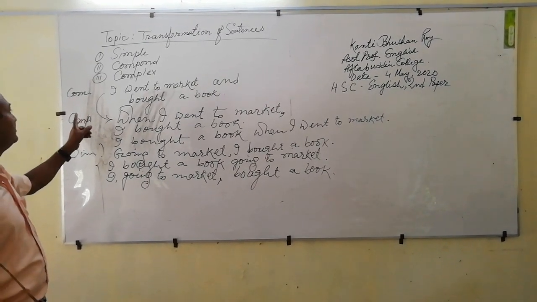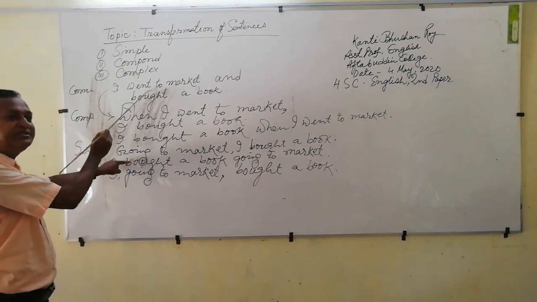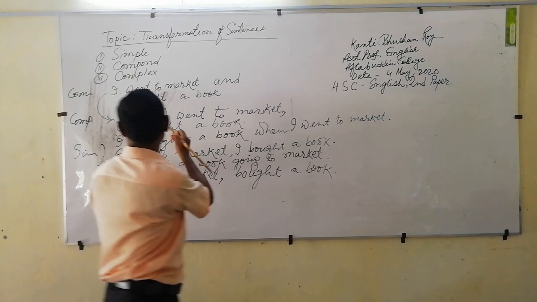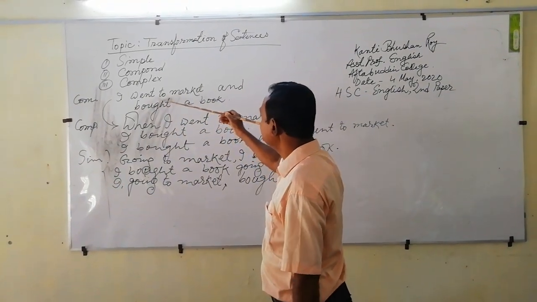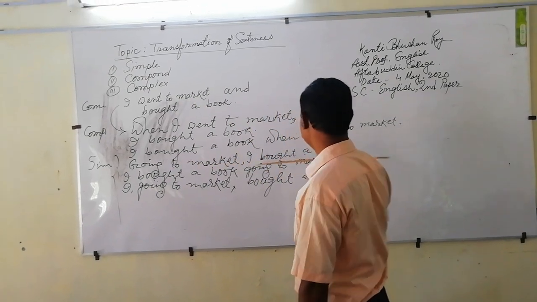Then it is a simple sentence. What is the present form of went? Go. Go is the present form of went. So, going to market, I bought a book.